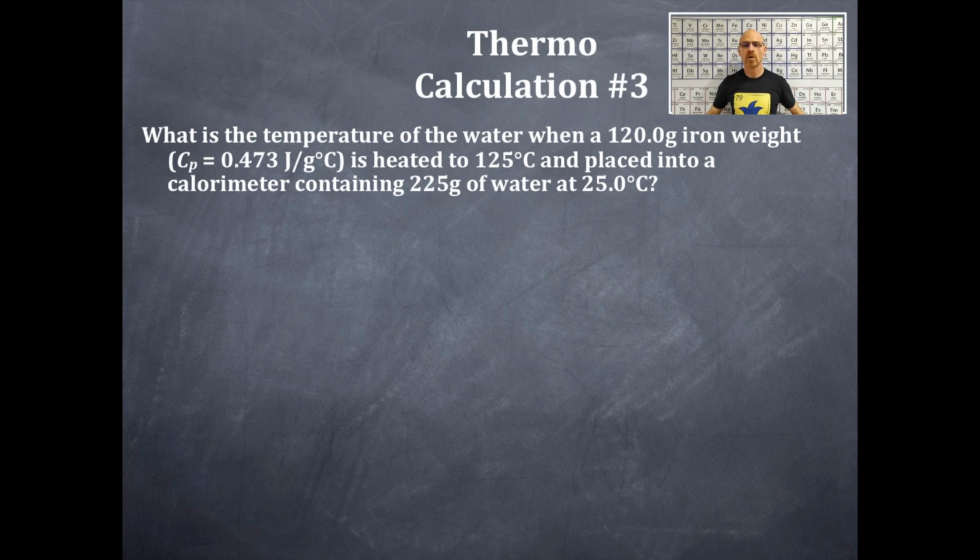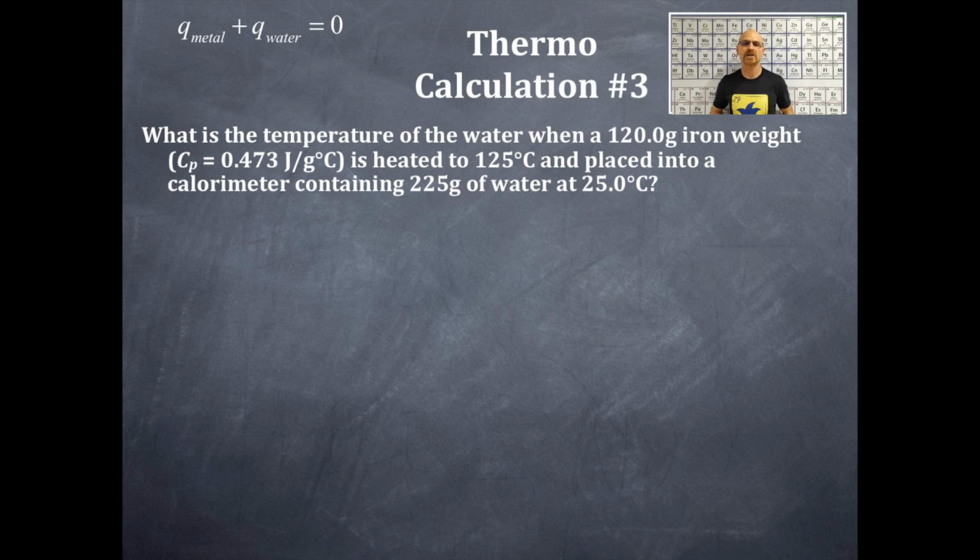So here we go. What is the temperature of water when a 120 gram iron weight, specific heat capacity of 0.473 joules per gram degree Celsius, is heated to 125 degrees Celsius and placed into a calorimeter containing 225 grams of water at 25.0 degrees Celsius? So the question is, which equation are you going to be using for this problem?